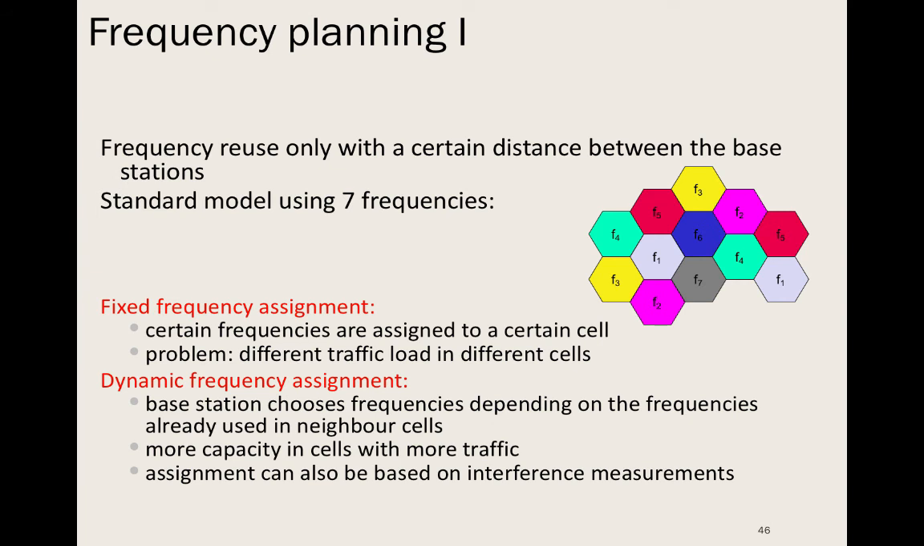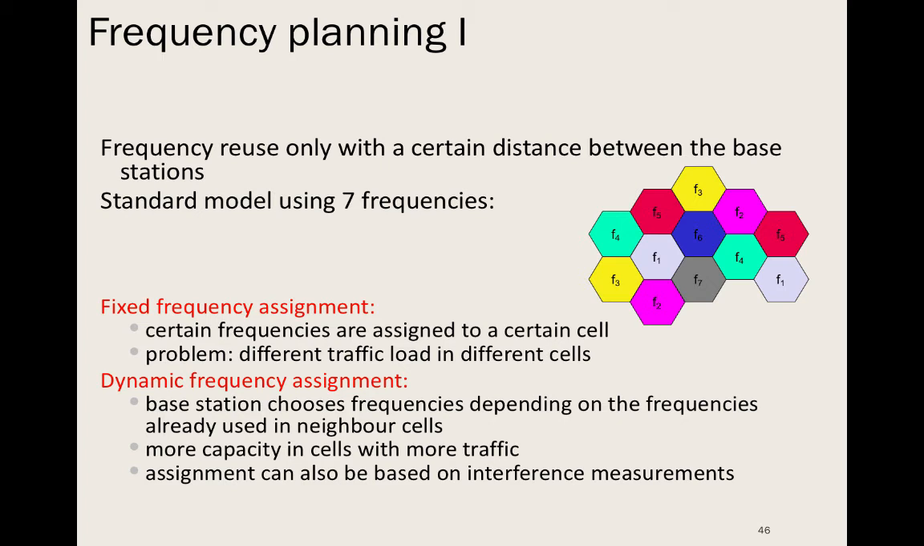For the frequency planning, if you want to decide on the cluster or the cell structure we have, frequency reuse is only possible with a certain distance between the base stations. So we're not able to use the same frequencies for adjacent cells. The standard model has 7 frequencies.